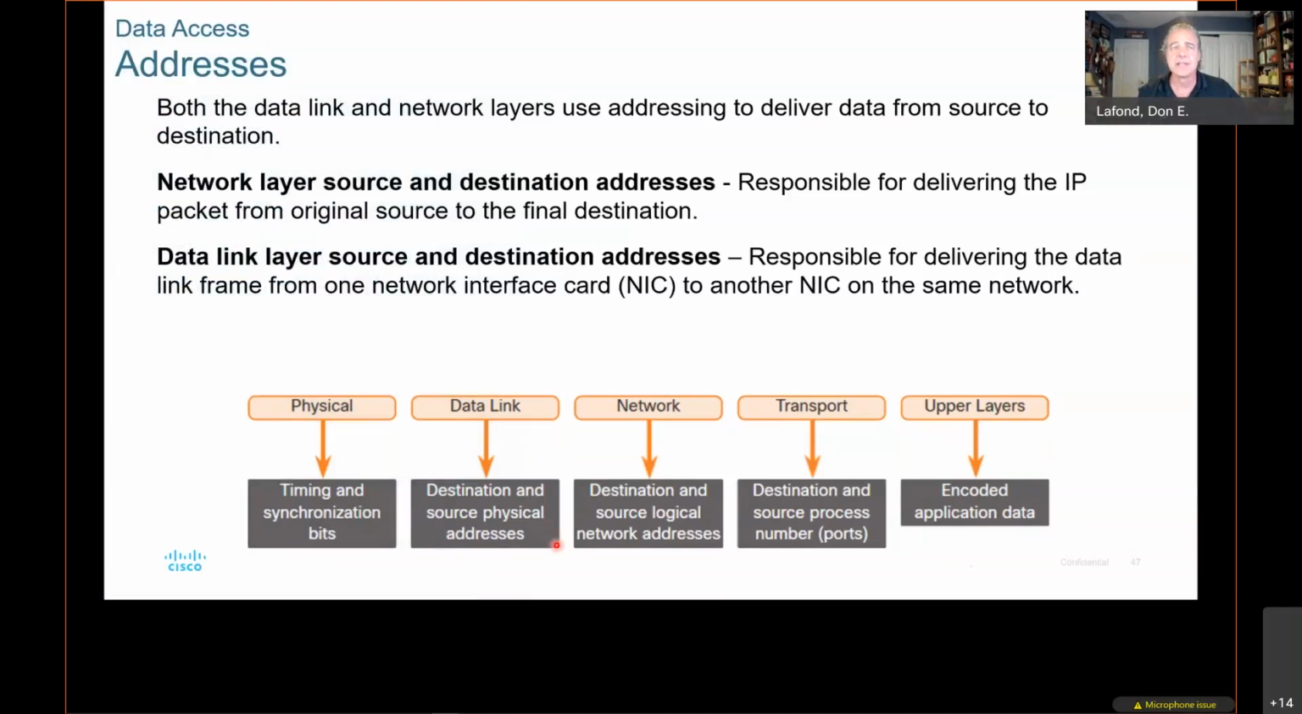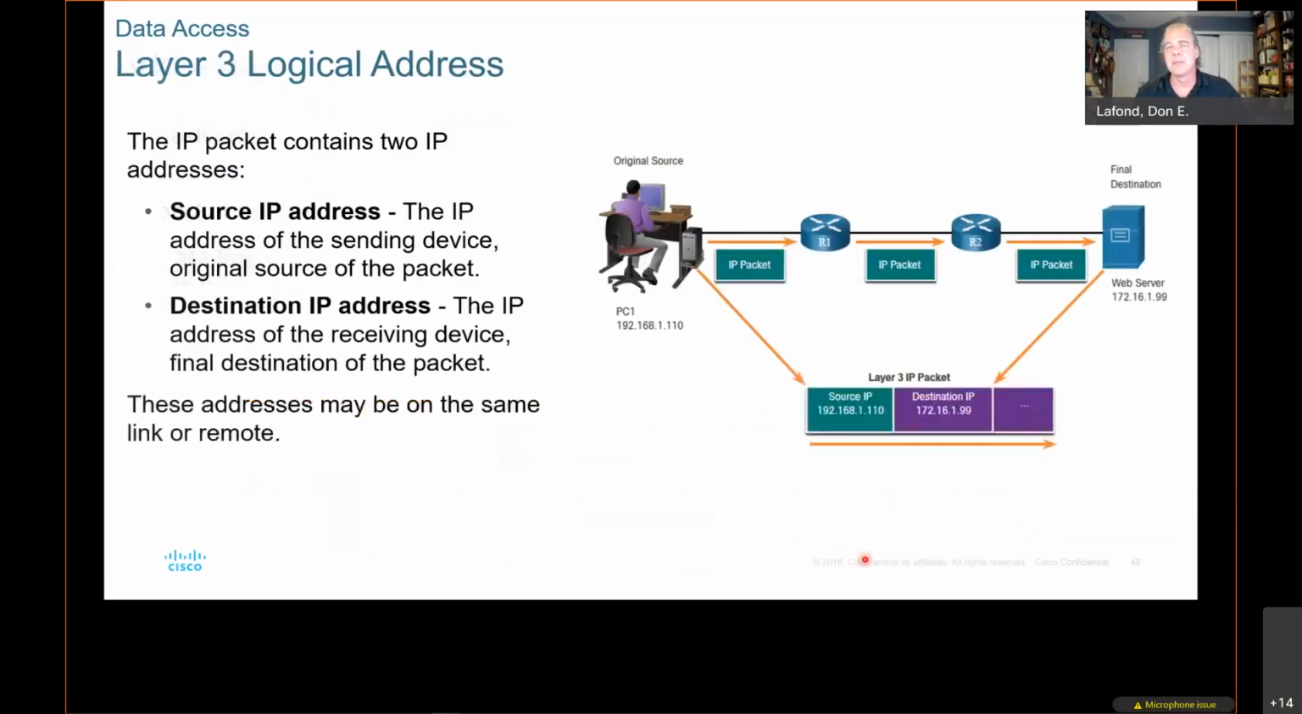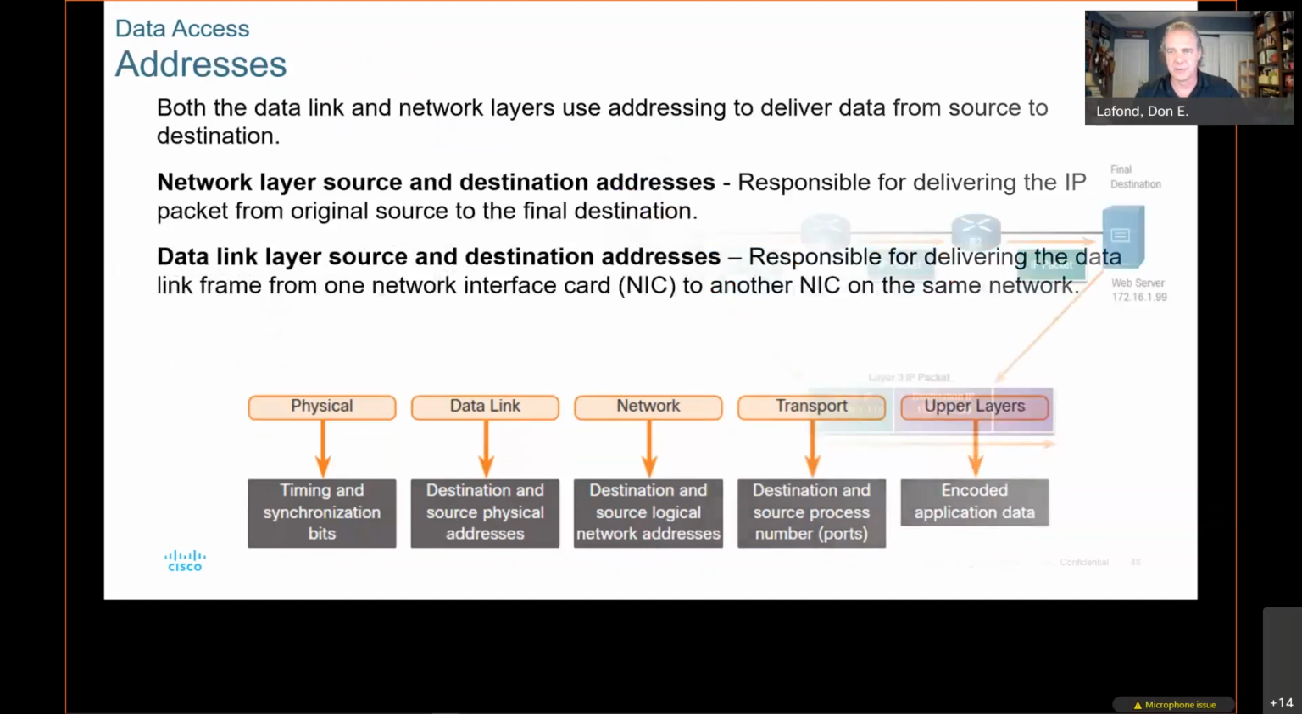At the data link layer, the switch layer, they're responsible for delivering the data link from one network interface card to another network interface card on the same network. So physical: the timing and synchronized bits. Data link: destination and source. Network: destination and source logical network addresses. Transport: destination and source process ports. And all in an upper layer, that's at the actual stream of data itself.